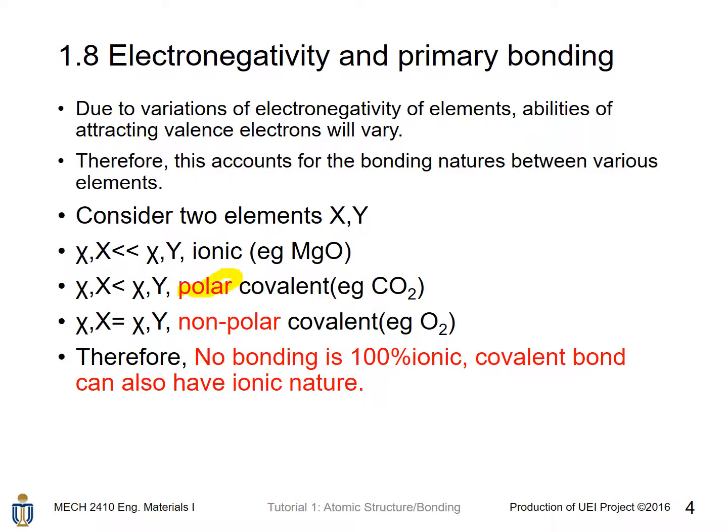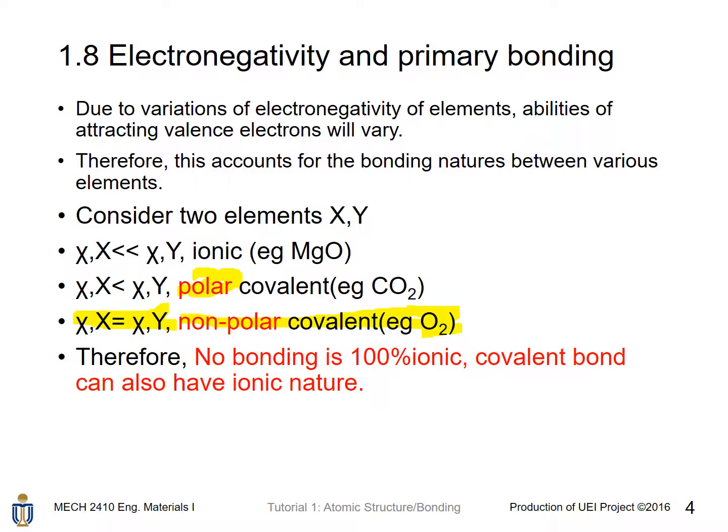For example, CO2 molecules. But if their electronegativity is the same, then it is a non-polar covalent bond. In a non-polar covalent bond, the electrons are shared equally, at an equal distance. For a polar covalent bond, the electrons are still shared, but they will be closer to the atom with the higher electronegativity.